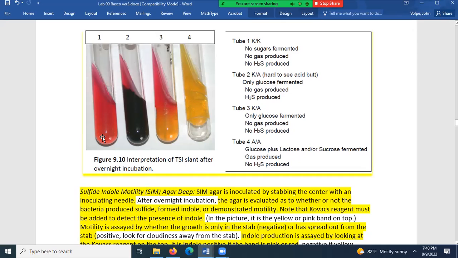In this tube, no sugars are metabolized. That's why it's red on both the slant and the butt. No gas is produced. No hydrogen sulfide is produced. Any questions about triple sugar iron?